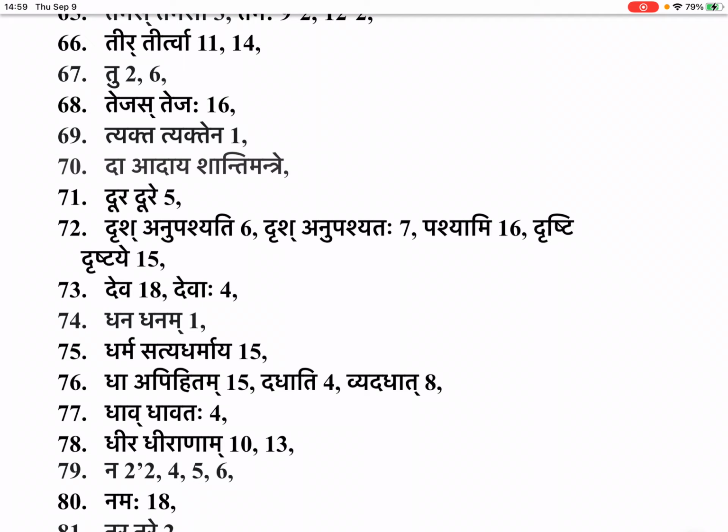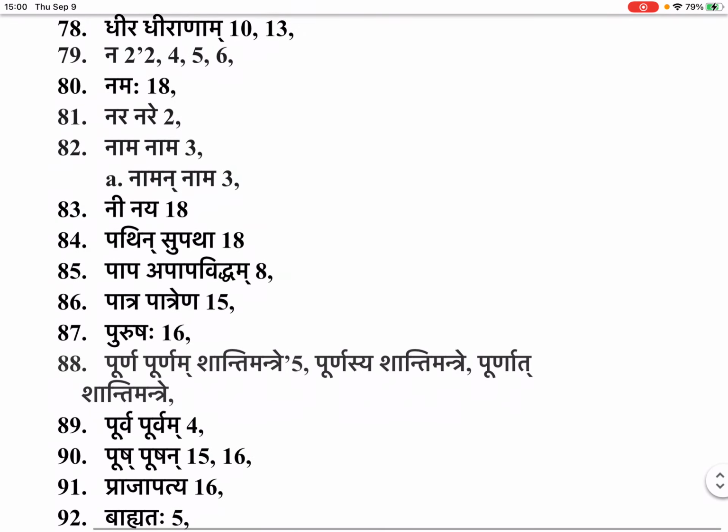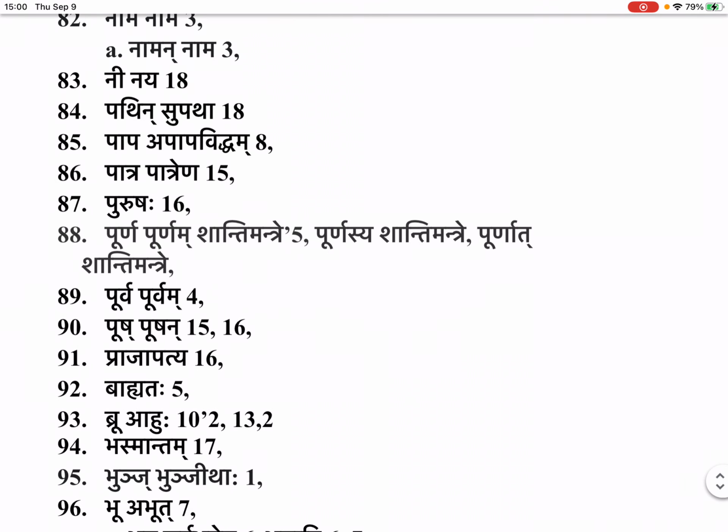It is with tin pratyaya affixed to drush. The tin is a krut pratyaya affixed to dhatu drush, and that makes it drushti. Drushtaye. So drush, drushti, drushtaye, they all should come together. That is the logic of this index. Dha, apihitam, dadhati, vyadadhat. Purna, purnam. As purnam, it appears in Shanti Mantre 5 times. Purnasya, Shanti Mantre, purnat, Shanti Mantre.